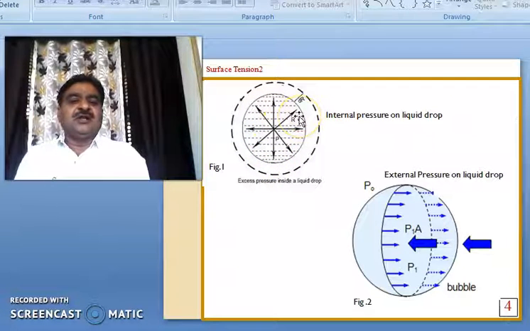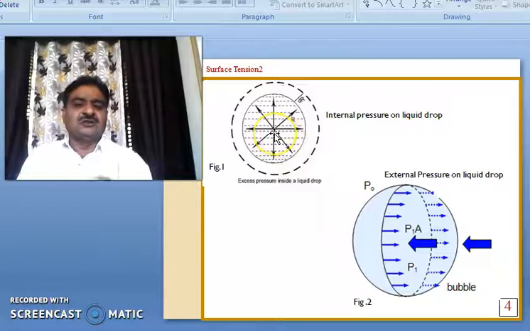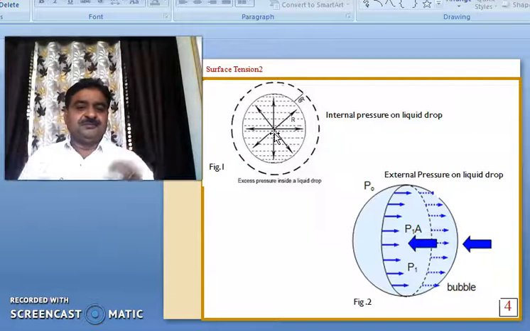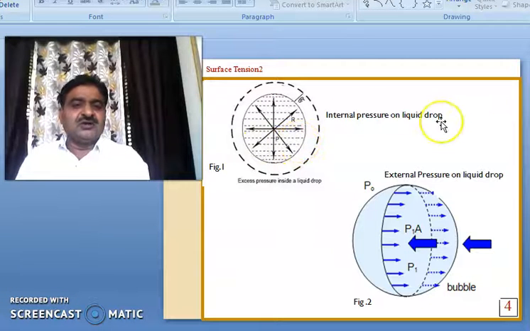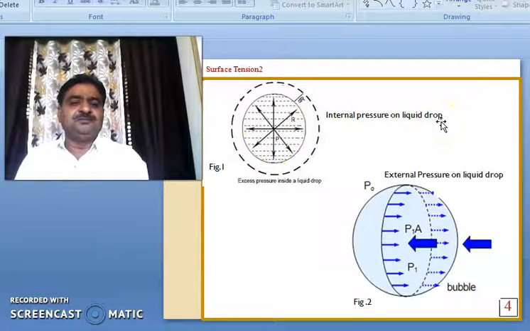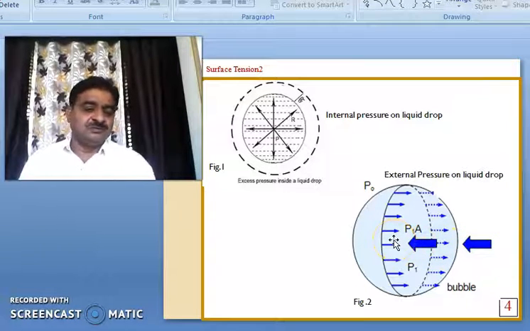Its radius is R, capital R, and P is shown here. This is the internal pressure acting on the water outside. So it is written internal pressure on liquid drop. Figure 1 shows this. Now let us come towards figure number 2, external pressure on liquid drop. You see this, external pressure is existing on the liquid drop.